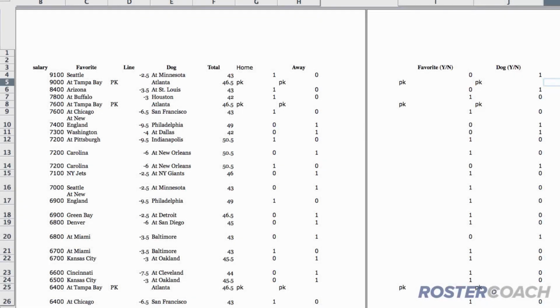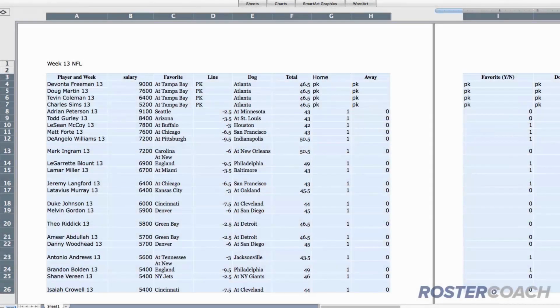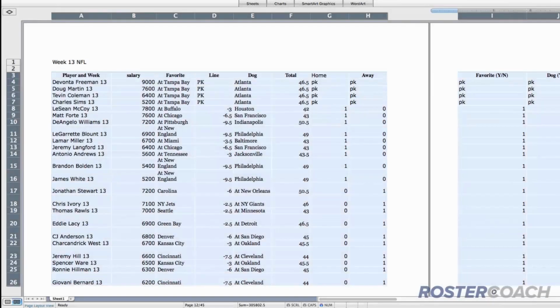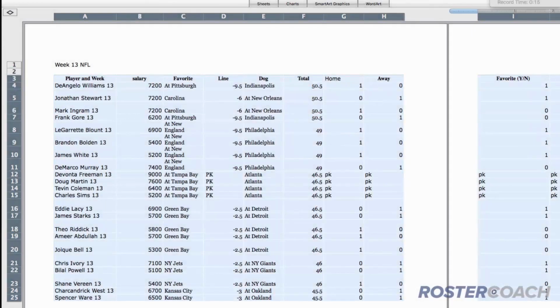Then, just to make things easier to sort, I like to make separate columns for home, away, favorite, and dog. If the player qualifies for one of these categories when you go through, they get a 1. If not, they get a 0. What I can do now is sort by basically anything I want: running backs playing at home, running backs who are the favorite, or even just the top totals of the week.